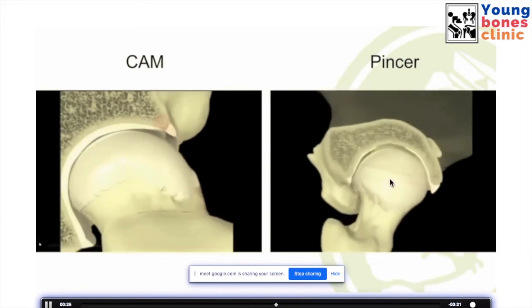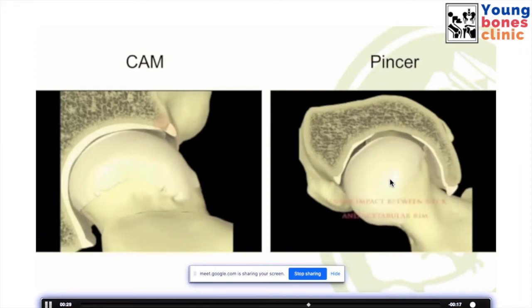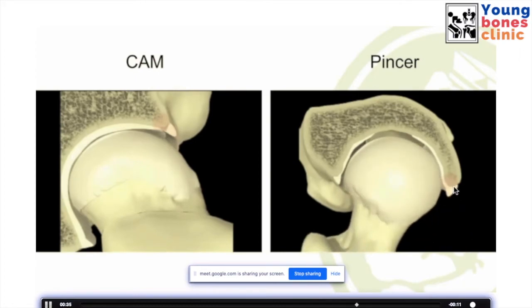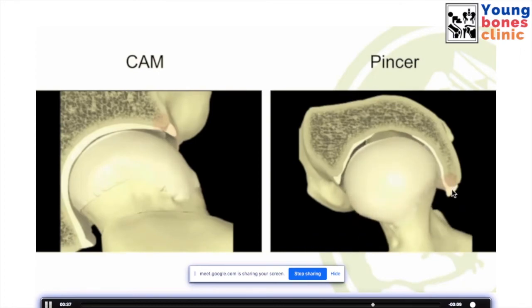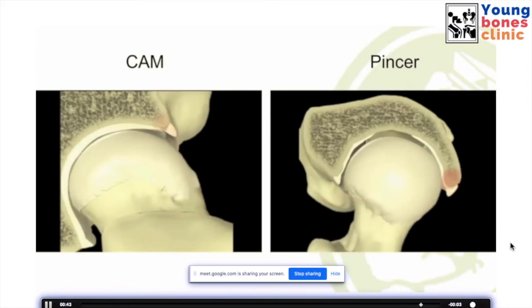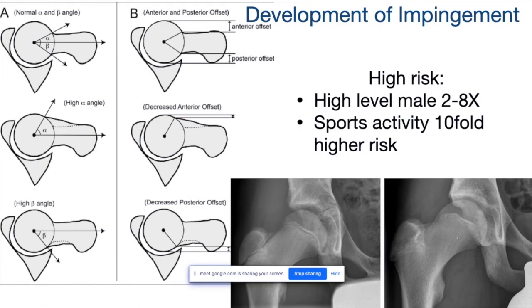Now in a pincer, it is usually because of acetabular overgrowth, and there is over coverage of the acetabulum. They impinge on the femur neck and cause labral injuries. So both of them can be painful, but the appropriate cause needs to be ruled out. So there are some signs on the X-rays.